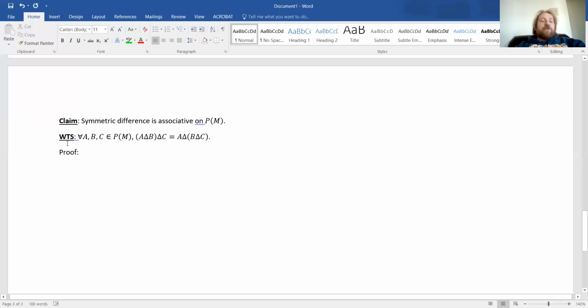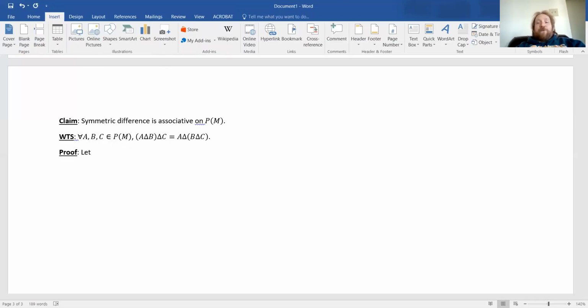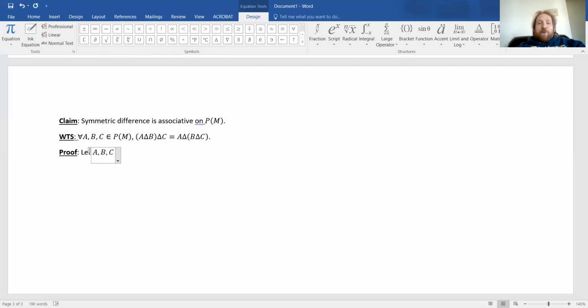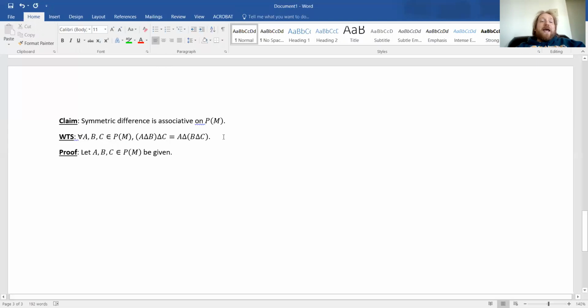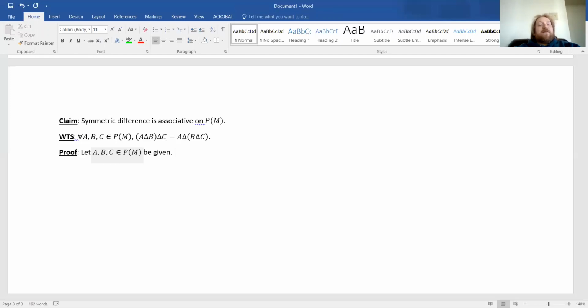So we are trying to prove a quantified if-then statement. That means we need to begin by letting A, B, C elements of P of M be given. So we let arbitrary A, B, C, which are in P of M, be given. Now, if A, B, and C are in P of M, it means that A, B, and C are subsets of M. So A, B, and C are sets. So again, this is a set theoretic identity that we want to prove.